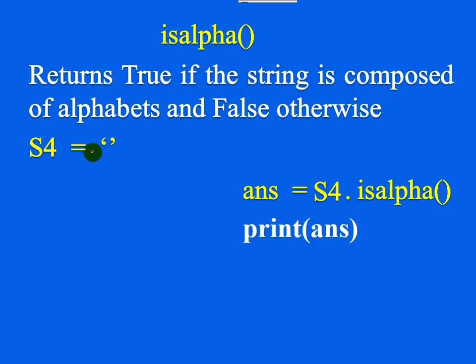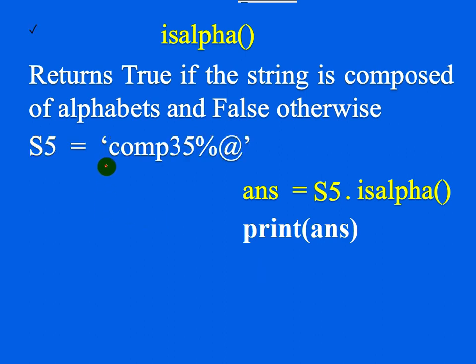Okay. Now if I write s4 equals empty string, and if I write s4 dot isalpha, the answer returned is false, because alphabets are not there. Again, if I write s5 equals this string, and if I write s5 dot isalpha, this is not completely composed of alphabets. See, digits are coming, special symbols are coming, so the answer returned is false. So this is the next important built-in function, isalpha. Remember, it returns either true or false. If the string is completely composed of alphabets, only alphabets, the answer returned is true, otherwise false.